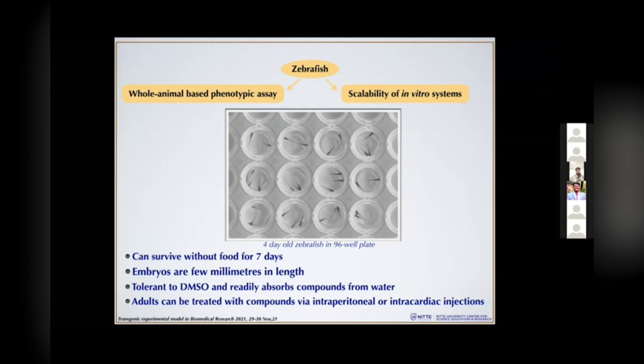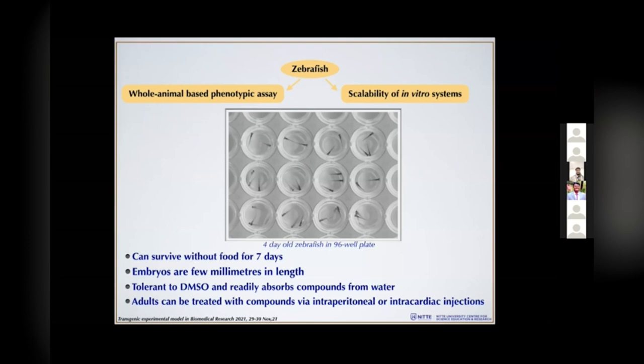So it allows the scalability of the in vitro system, because the in vitro system also uses 96 well plates, 384 well plates. You can use the same setup. This is actually an image of a 96 well plate taken from top. And in each one, you can see about three or four zebrafish embryos put in there. And they are 4 days old embryos. So they're quite big.